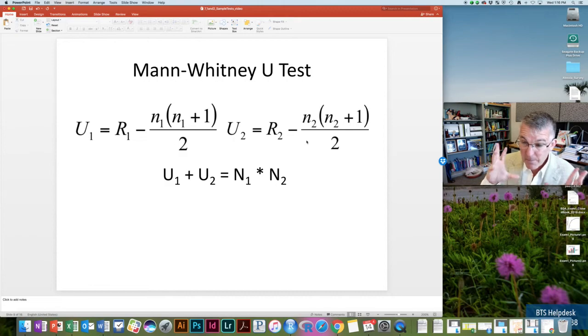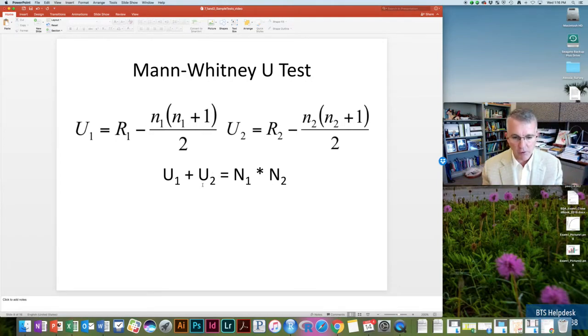A little interesting property is that the two U values, when you add them together, will equal the product of the sample sizes. So if you have 20 samples in the first population and 10 samples in the second population, then the product of those is 200. U1 and U2 will equal 200 when you add them together. So if U1 is 150, well then U2 has to be 50. If U1 is 190, then U2 has to be 10. If U1 is 101, then U2 has to be 99.